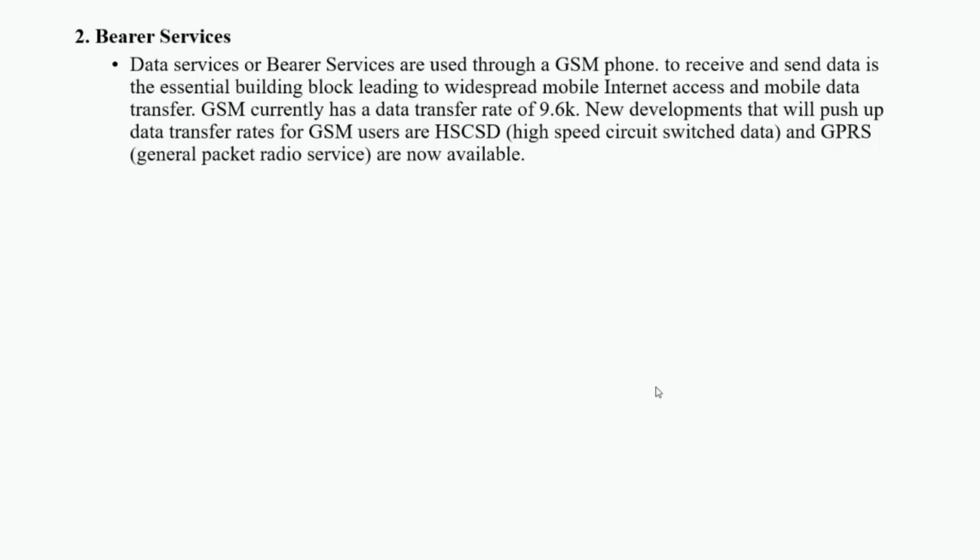GSM currently has a standard data transfer rate of 9.6 kilobits per second. New developments that will push up the data transfer rate for GSM users, such as high-speed circuit-switched data and GPRS, general packet radio service, are now available. We will cover GPRS in our upcoming topic.